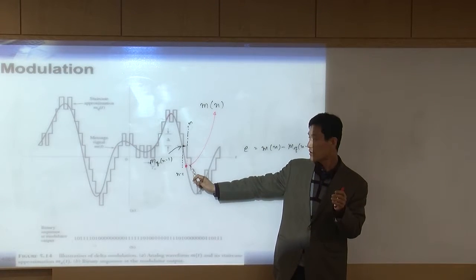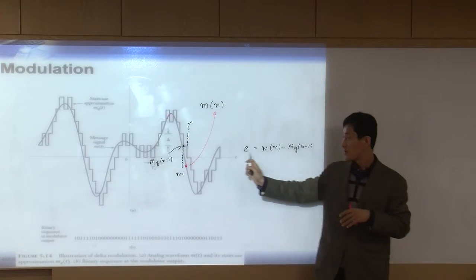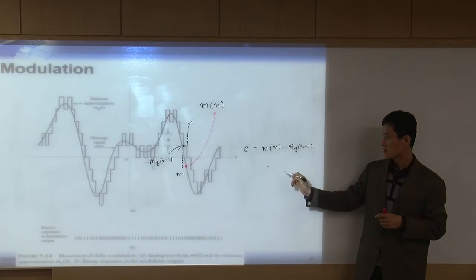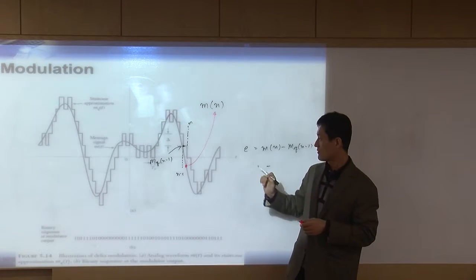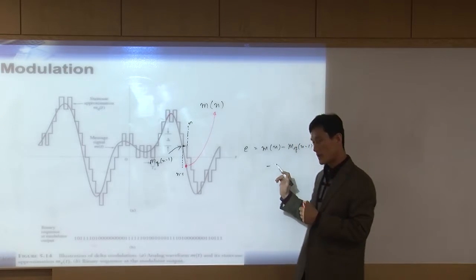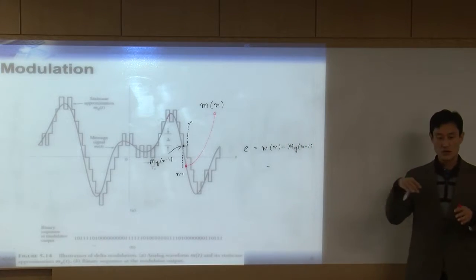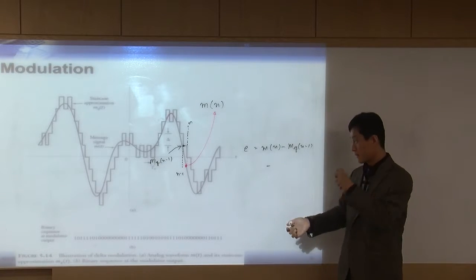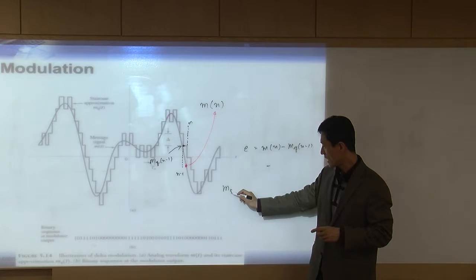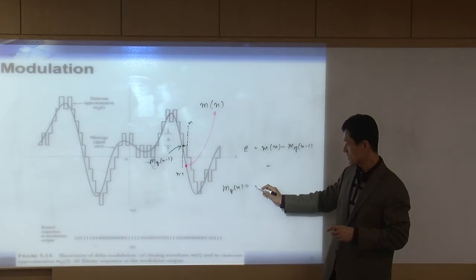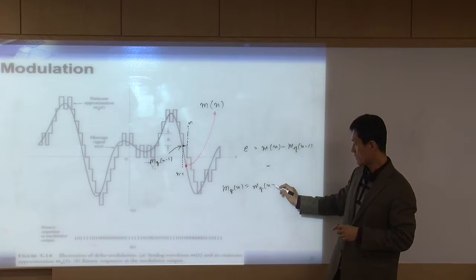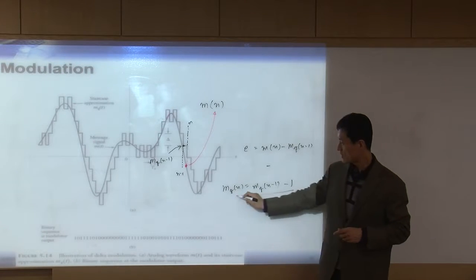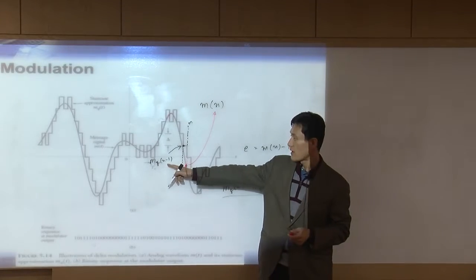In this case, this is lower than this, so e is going to be some negative value. So when you put this negative value into the sign function, you're going to get minus 1, right? So what's going to be the output? Eventually, m_q[n] equals m_q[n-1] minus 1. So what does that mean? Now this one is m_q[n-1].